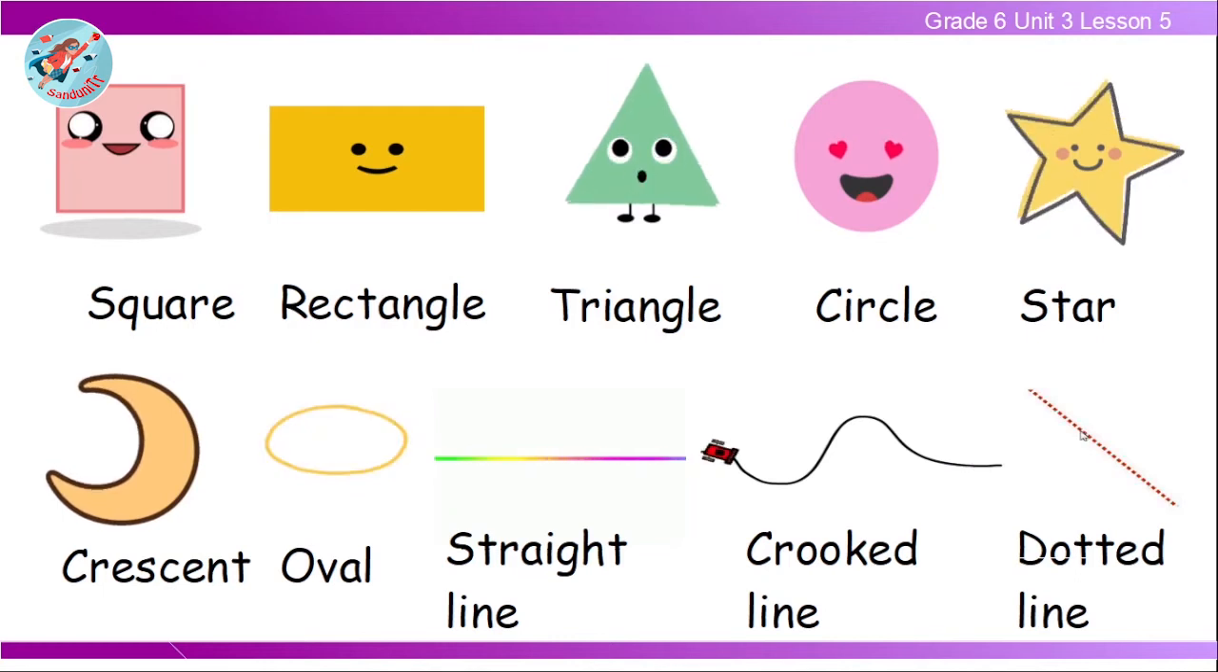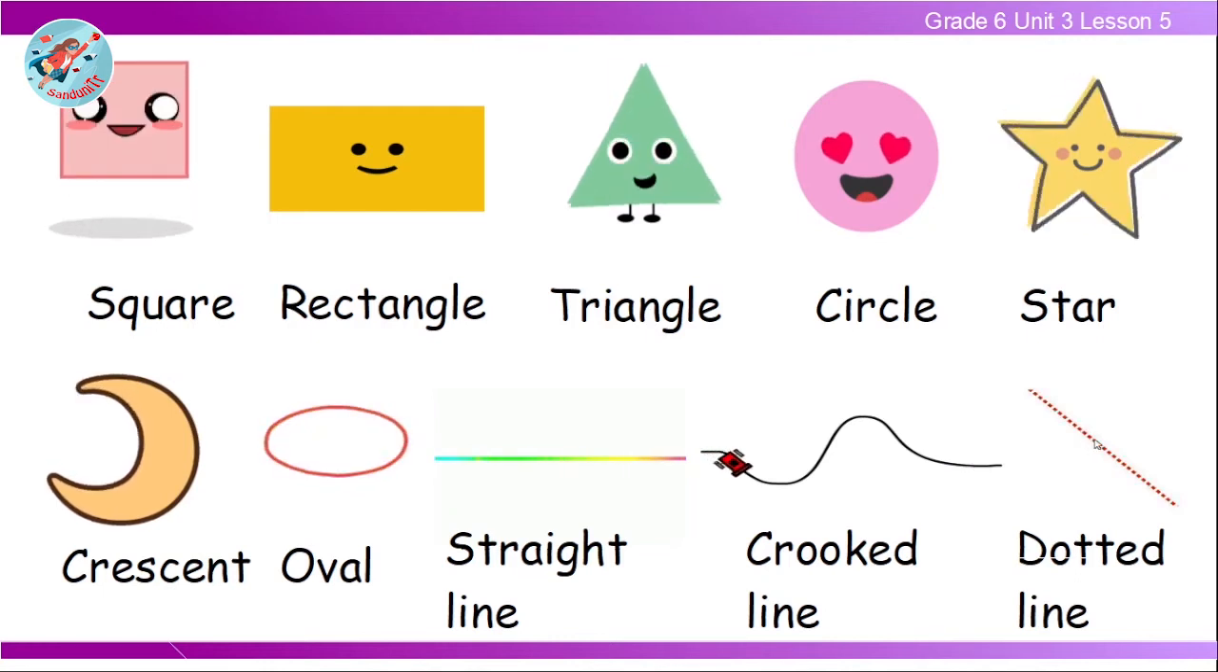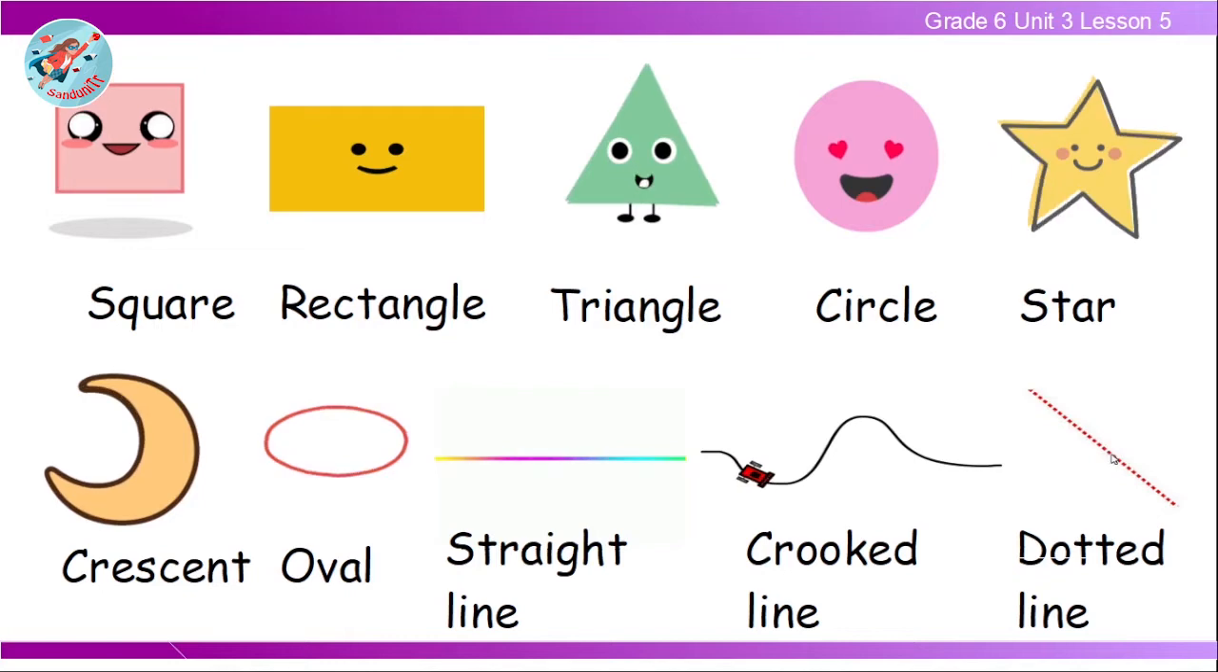Okay, now you know all these shapes. So let's go to our first listening activity.